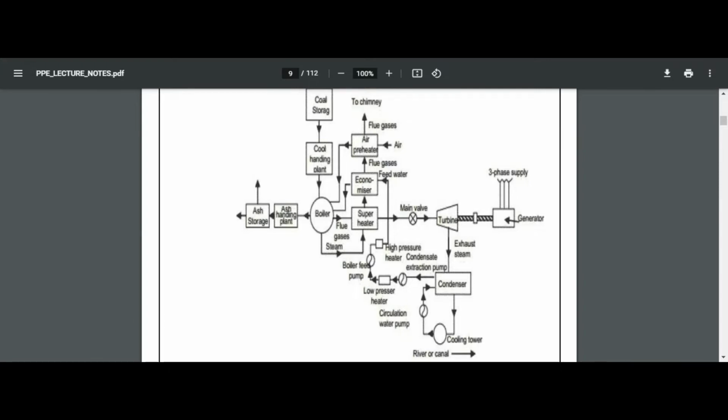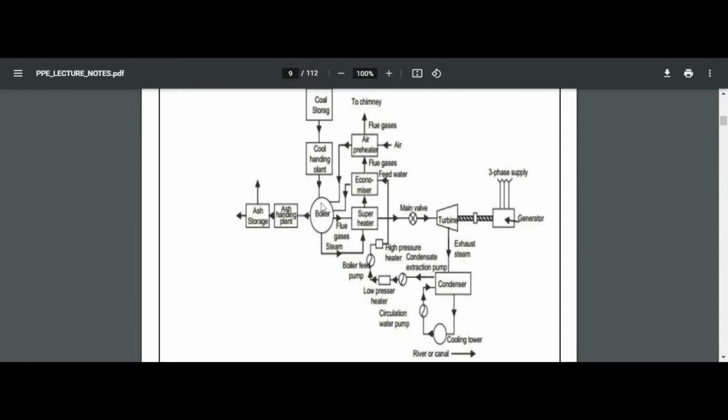Good morning to all. I am Santhosh of Mechanical Department. I am going to handle thermal power plant. Major components of thermal power plant are boiler, turbine, and generator. Boiler is a device which is used to produce superheated steam. Turbine is a device which converts kinetic energy into mechanical energy. And generator is a device which converts mechanical into electrical energy.